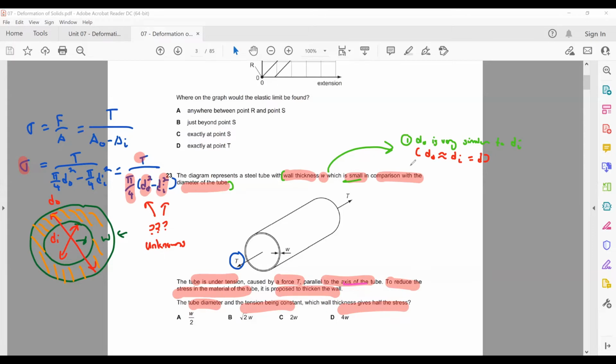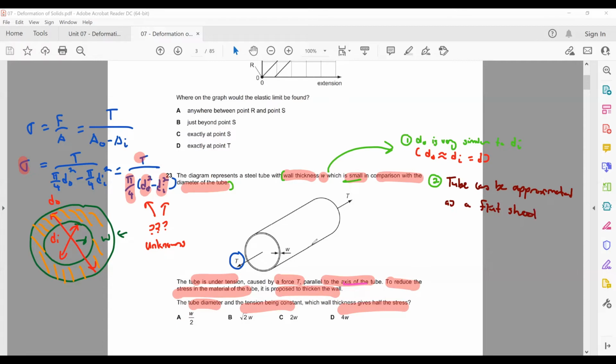And then from here, you can also do something else. Because the wall thickness is very small in comparison to the tube, the tube can be approximated as a flat sheet.